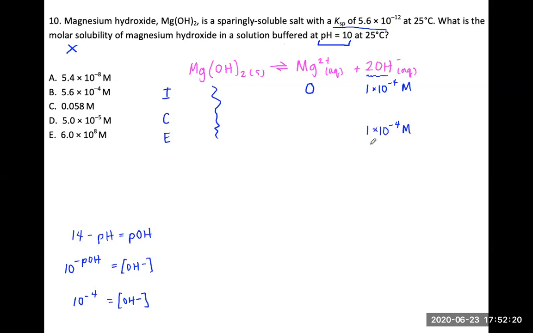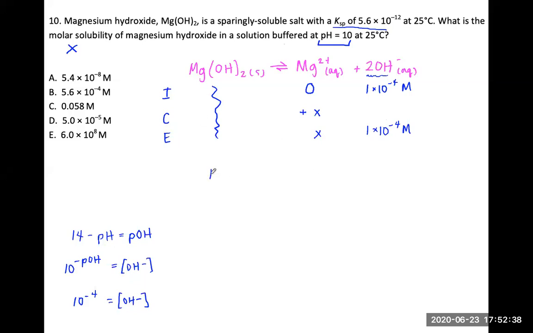It's being buffered to stay the same. But our magnesium, we will get some magnesium. We're going to make 1x because the coefficient on the magnesium is just 1. We'll have an x here for the equilibrium amount.